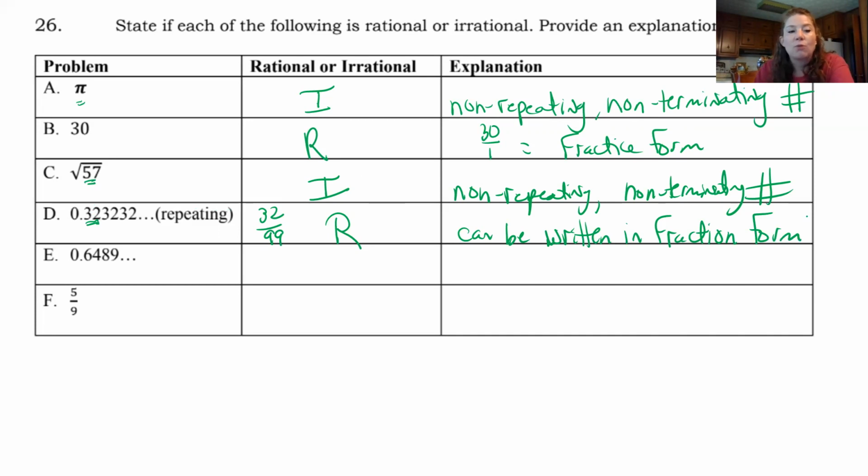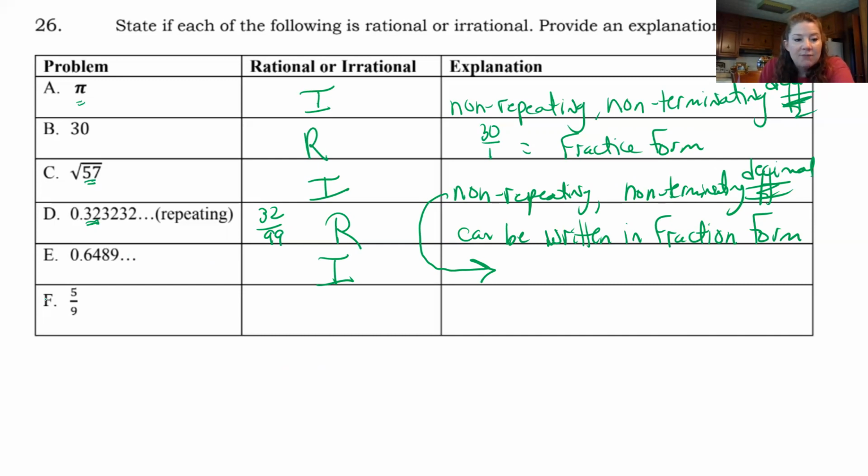Repeating decimals are rational. All right, what about this decimal that goes on and on and on and on in no particular pattern? Well, that's irrational. Why? Because it's a non-repeating, non-terminating decimal. Non-repeating, non-terminating decimal instead of number. That would be a better term. Decimal.